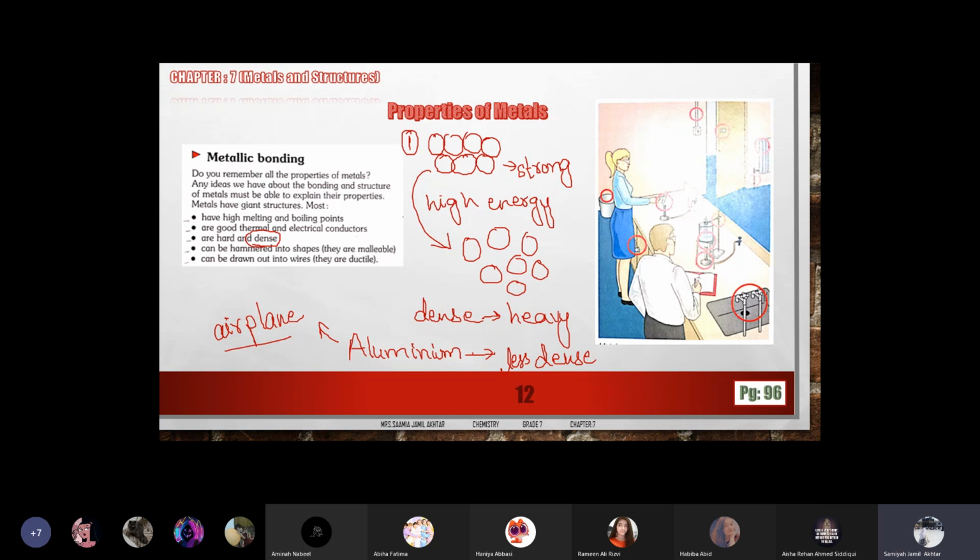Number 4, it can be hammered into shapes. They are malleable. The word used is malleable. So metals are malleable. Malleable means they can be hammered into shapes. We can hammer them and change them into different shapes.